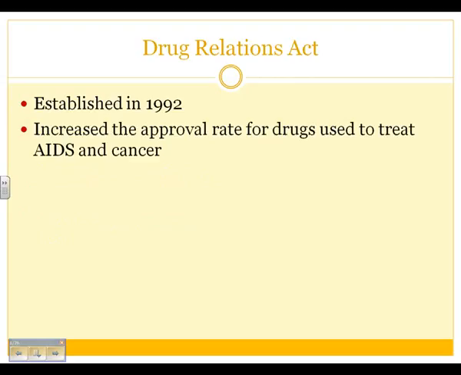All right, a little bit more drug information. The Drug Relations Act was established in 1992. It increased the approval rate for drugs used to treat AIDS and cancer. Why do you think it's just those that were approved in this drug and not all drugs? Because sometimes it takes years and years and years to get a drug approved.